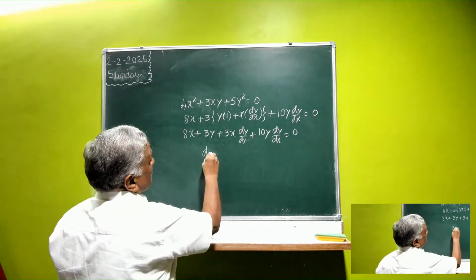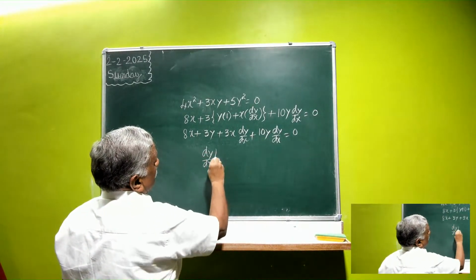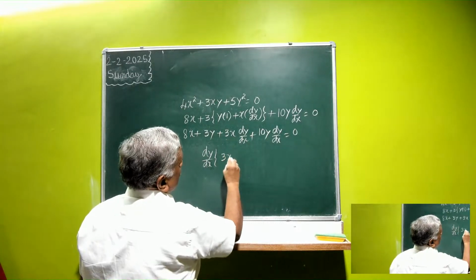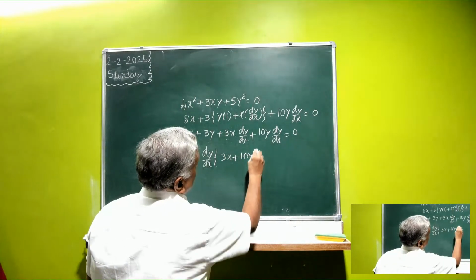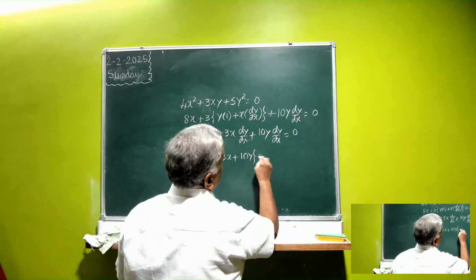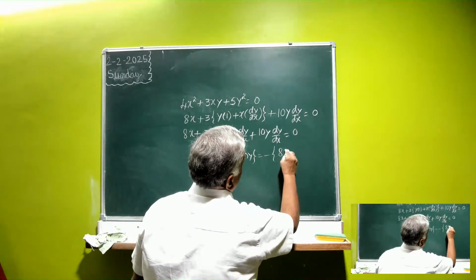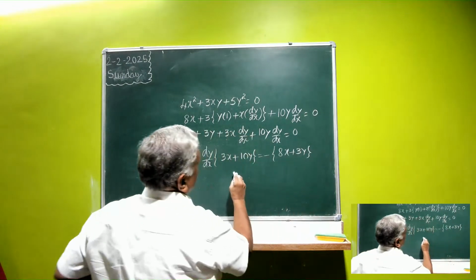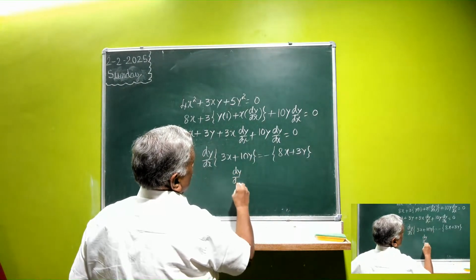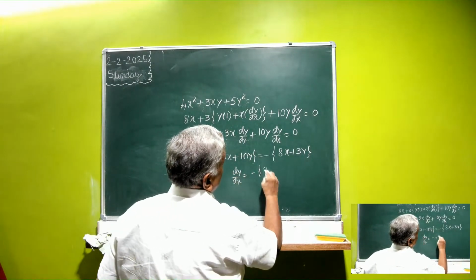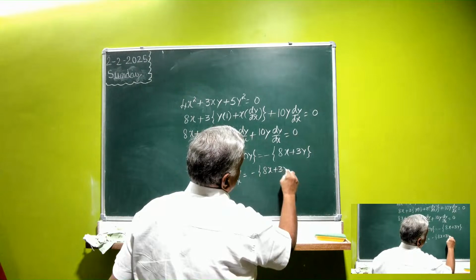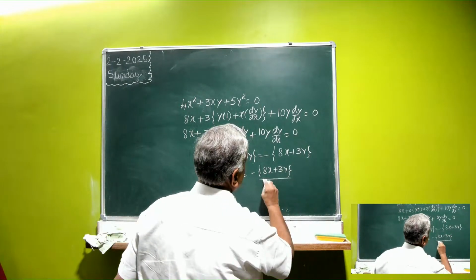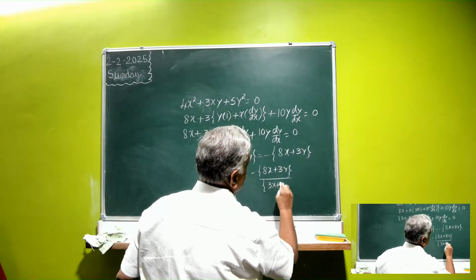dy by dx times 3x plus 10y. This is minus of 8x plus 3y. Therefore, dy by dx is equal to minus of 8x plus 3y divided by 3x plus 10y.